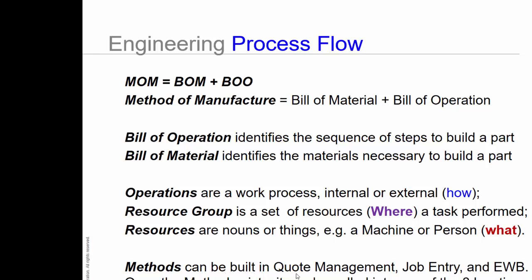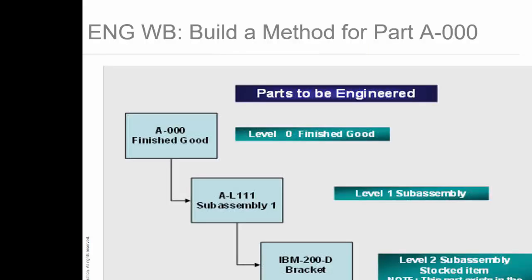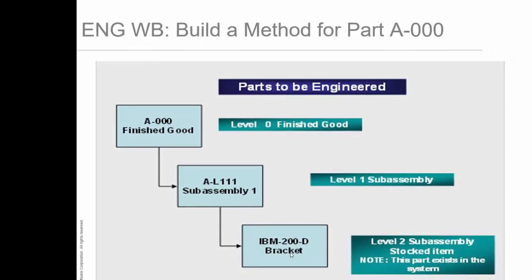Methods can be built in quote management, job entry, and in the engineering workbench. Once the method exists, once you build it, it can be pulled into any of 3 different locations. And when I say being pulled, these engineered parts can be pulled into a top level finished good, a subassembly, or a level 2 or level 3 or level 4 subassembly. Right now with Specialty, we're not doing subassemblies. Everything will be laid out flat.